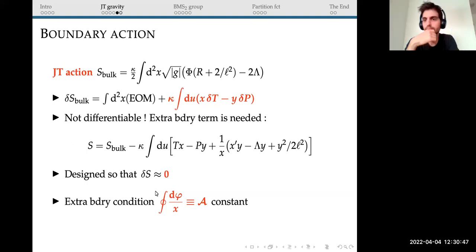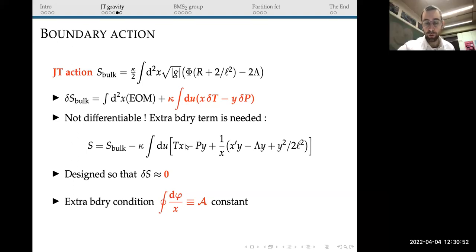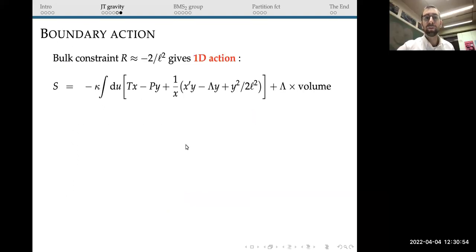In any case, from now on we have this boundary action to work with, and I'm going to study that boundary action. If this bulk constraint is satisfied, the full action of the theory boils down to this boundary action plus lambda times the volume term.